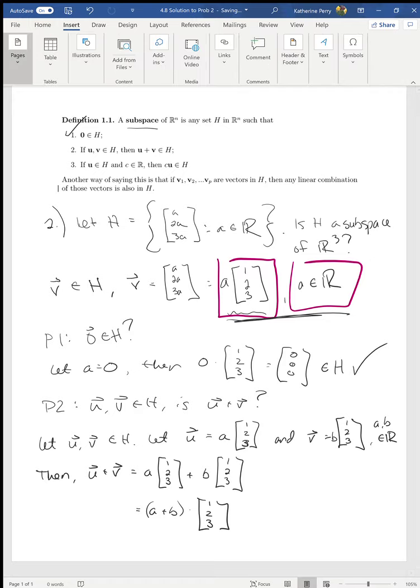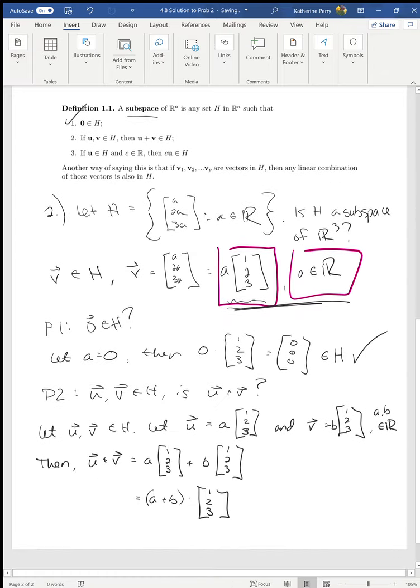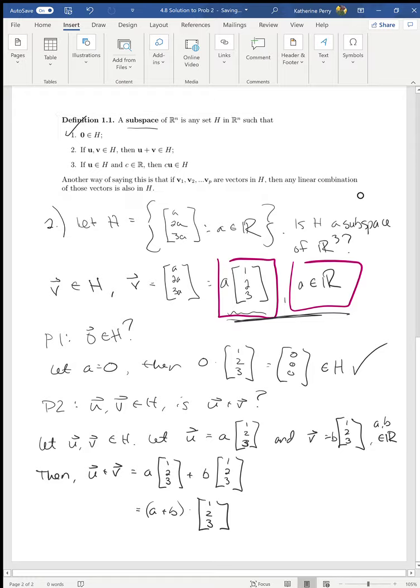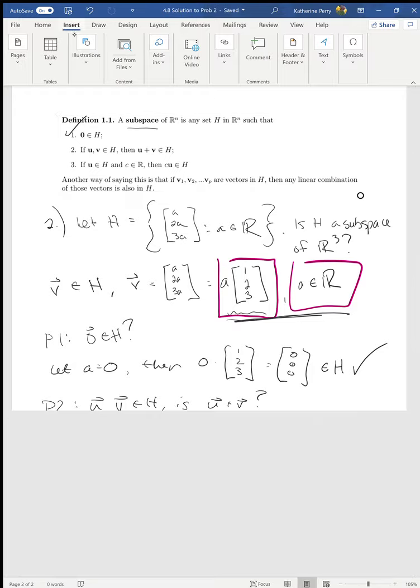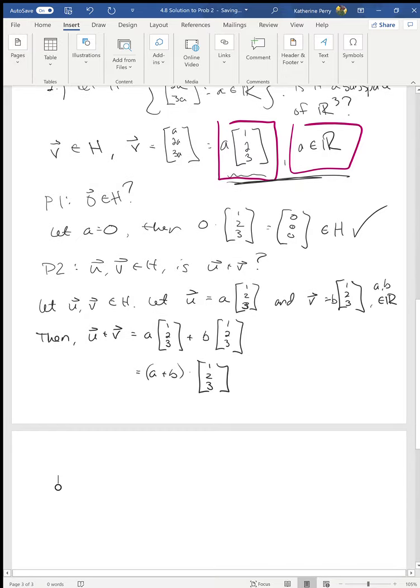And let me insert another page. Of course, in the wrong spot. Let me come down here and try that again. Sorry. Insert pages, blank page. There we go.